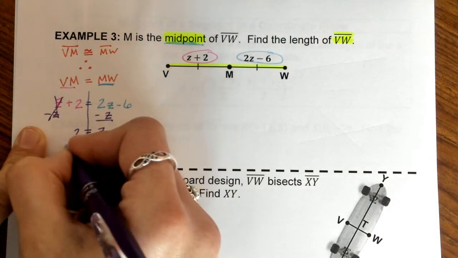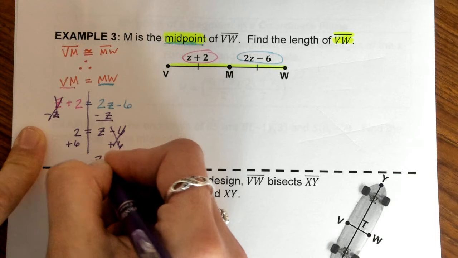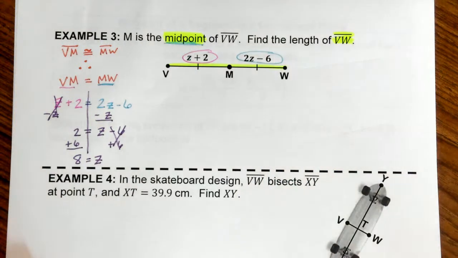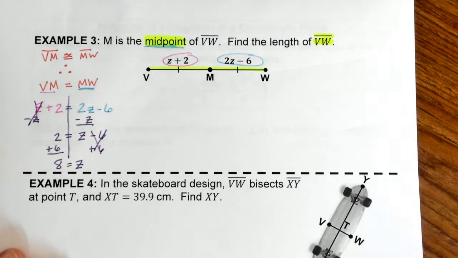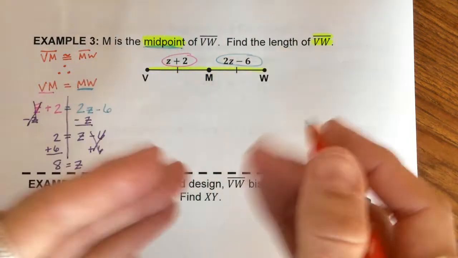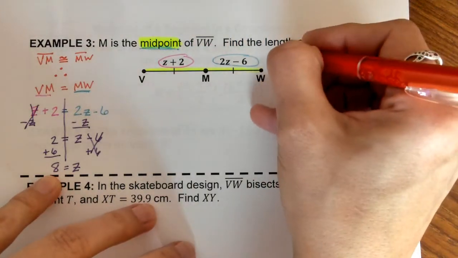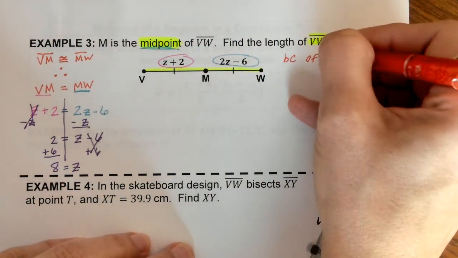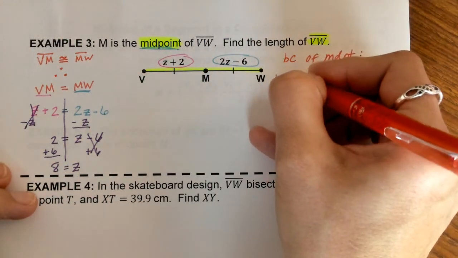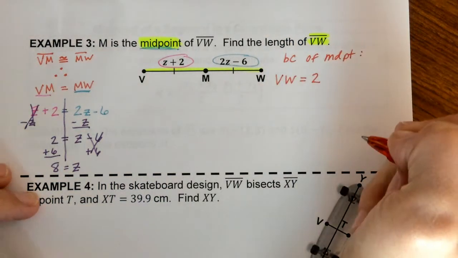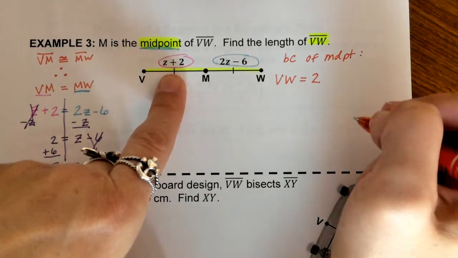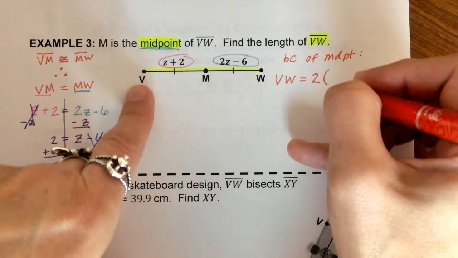We add that 6 to both sides, so these cancel out. Z is going to equal 8. Now that's not what they wanted. They wanted the length of the entire thing. Well, one way you can look at this, guys, is you don't need to do Z plus 2 plus 2Z minus 6 and substitute in for both. Because these are congruent, because of the midpoint, you can say that the length of VW is equal to 2 times whichever one you want, because they're both exactly the same. Well, Z plus 2 looks easier to substitute in for me, so we can do 2 times VM.